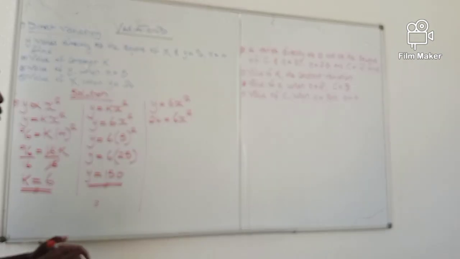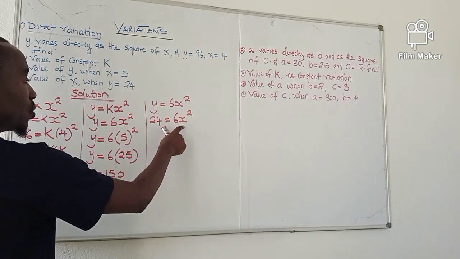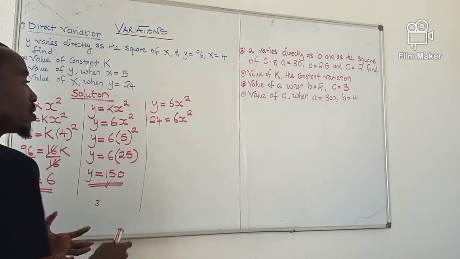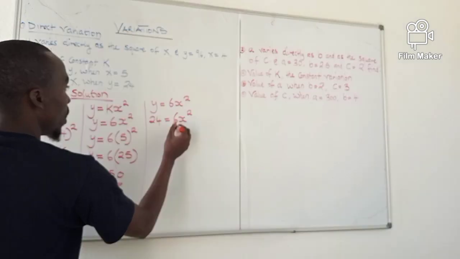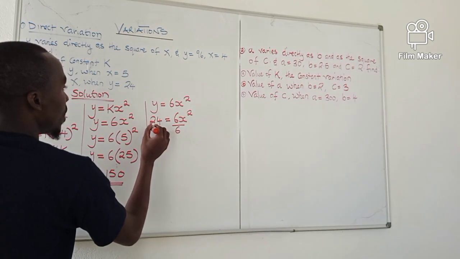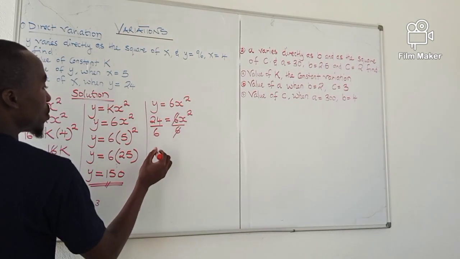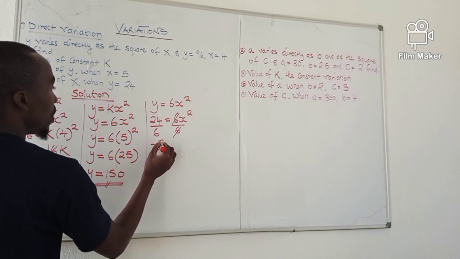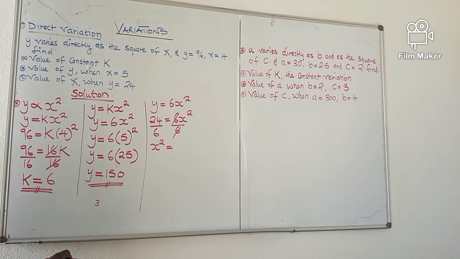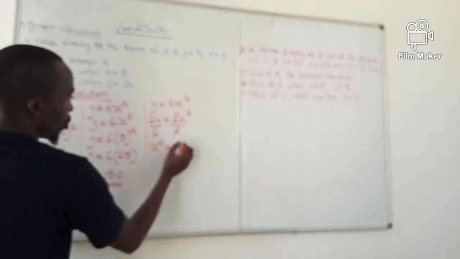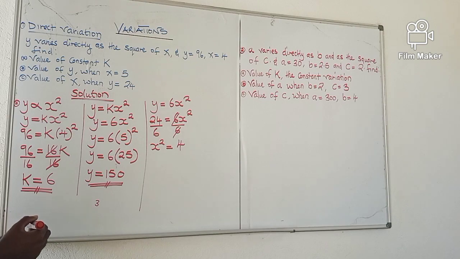Now, what do you do when you have this? You need to remain with the x squared here. So, meaning that we are going to divide both sides by 6. Here we say this will be over 6 and here over 6. This 6 will cancel and that 6 will cancel. Therefore, x squared will be equal to, how many times does 6 go in 24? It goes in 4 times.